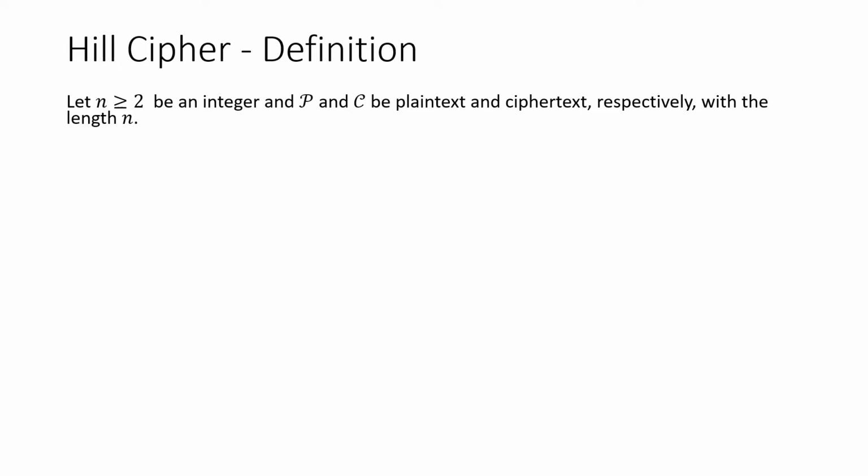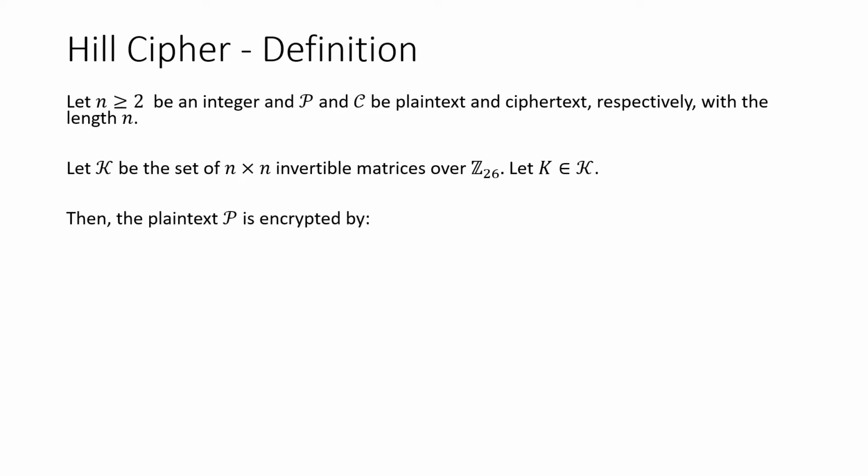Then we have our plaintext and ciphertext denoted by p and c, each having length n. That's how the concept of block cipher comes into play. We let the script K be the set of all n by n invertible matrices over Z26, and we let K be one of the members of this script K. Then we can encrypt our plaintext and get the ciphertext via the following equation.